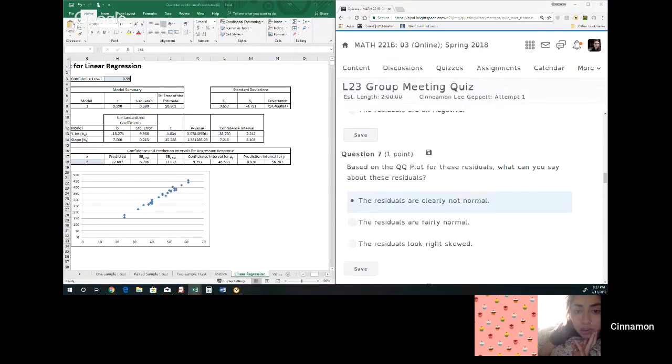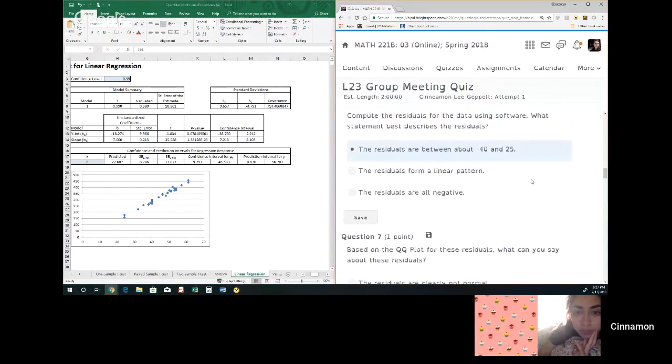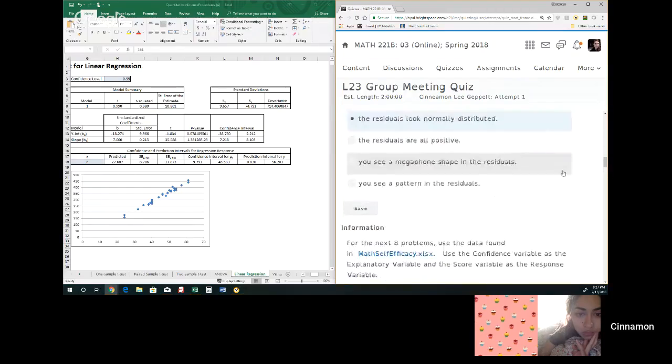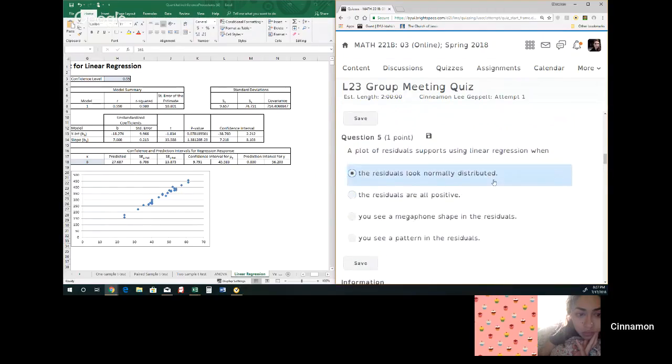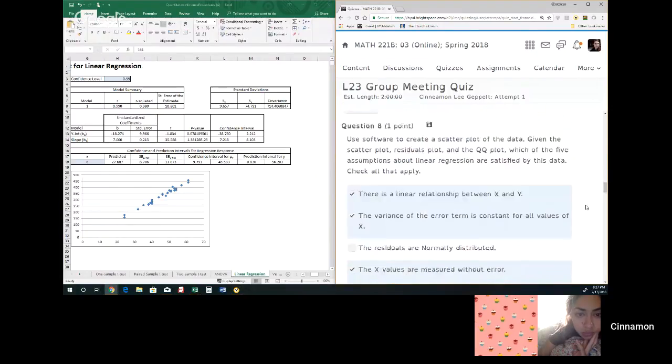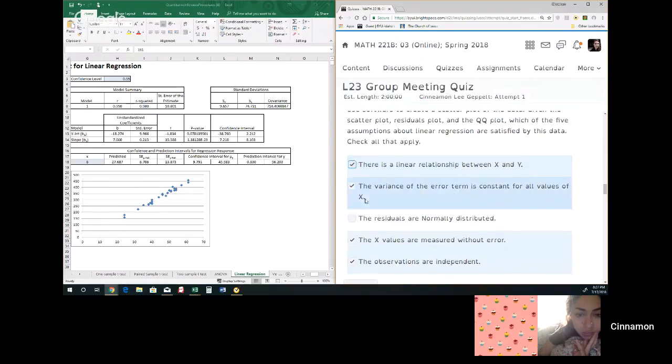Okay, so now residuals are fairly normal. Residuals form a linear pattern. Residuals look normally distributed. So where's that other one? Okay, the linear, so they're normally distributed. There is a linear relationship between X and Y. The variance of error is constant for all values of X.